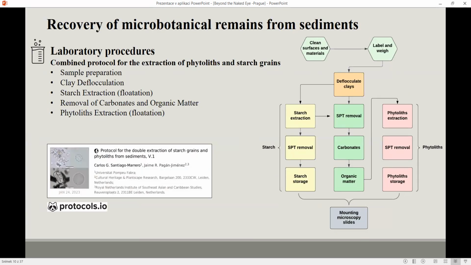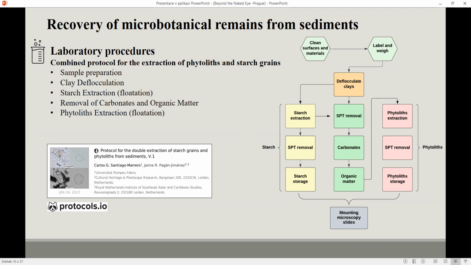Once we recover the samples, we have to move to the lab, where we proceed to the recovery of microbotanical remains from the sediments. In this sense, there are multiple protocols for this task, and they may change depending on the proxy that we're targeting. For example, some are specific for starch, some others are specific for phytoliths. It also depends on the kind of residue, if we are studying dental calculus, but in general, all of the protocols have a main goal, which is to extract the microbotanical remains from the soil matrix or from the sediments.